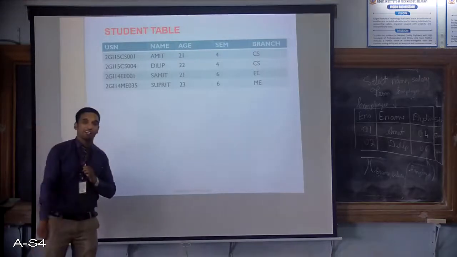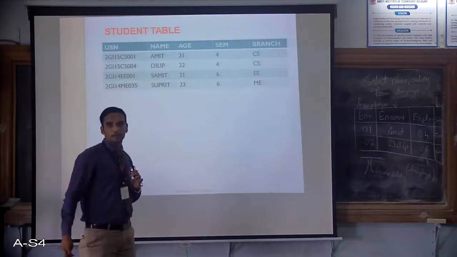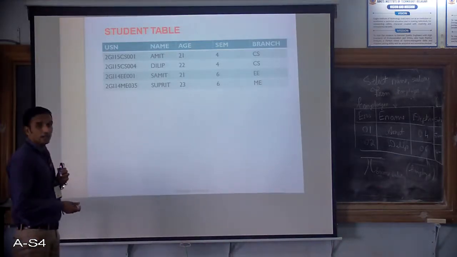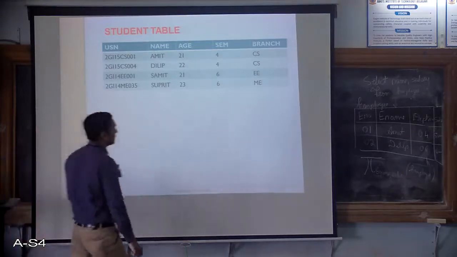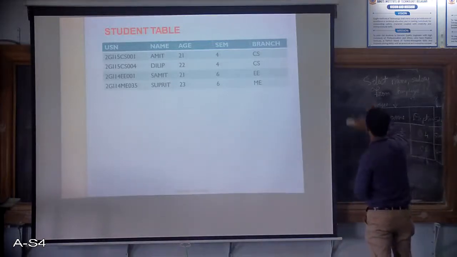Okay, let's work practically now, because since we are working in an online class, I'll try my best to make it good enough for you. Consider this table student, which has USN, name, age, SEM and branch. So these are 4 fields in this table. Okay.